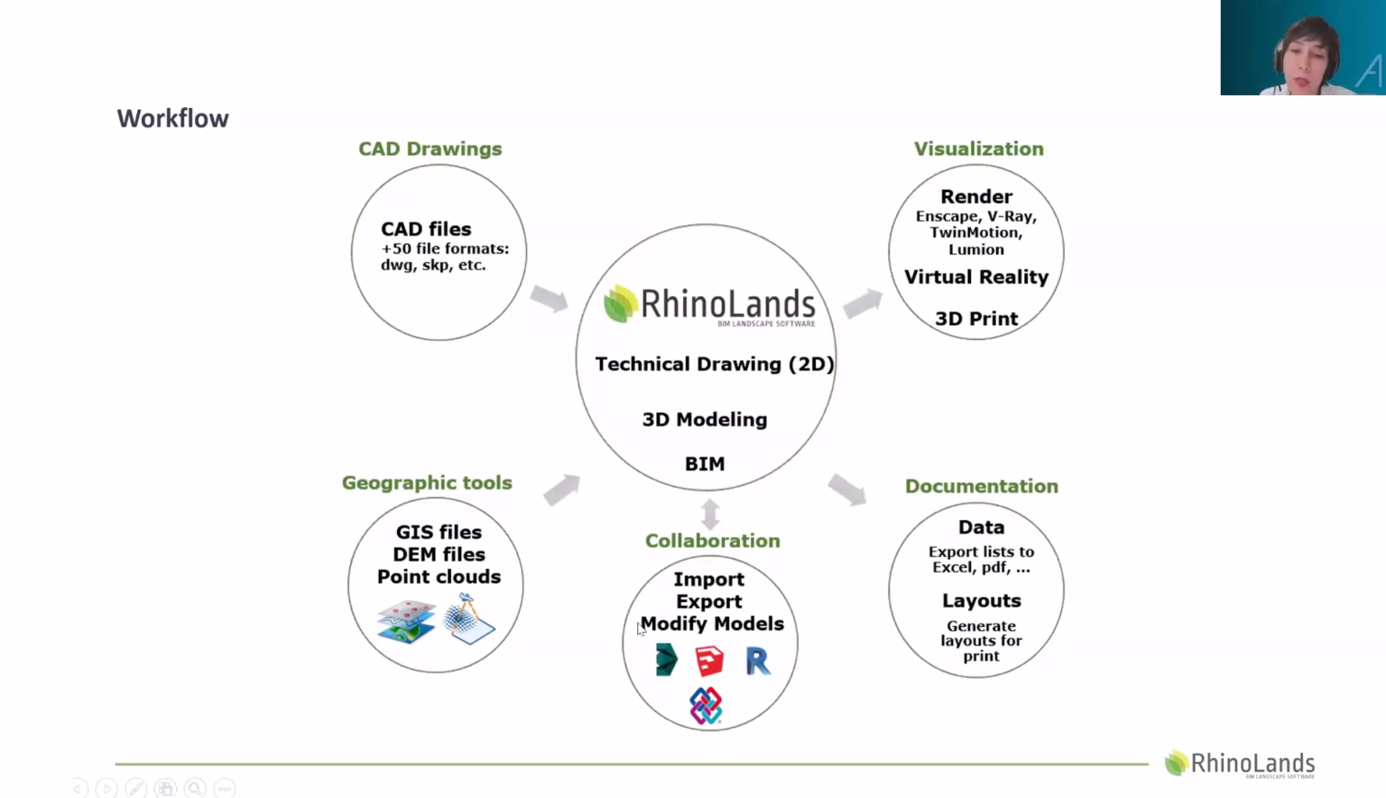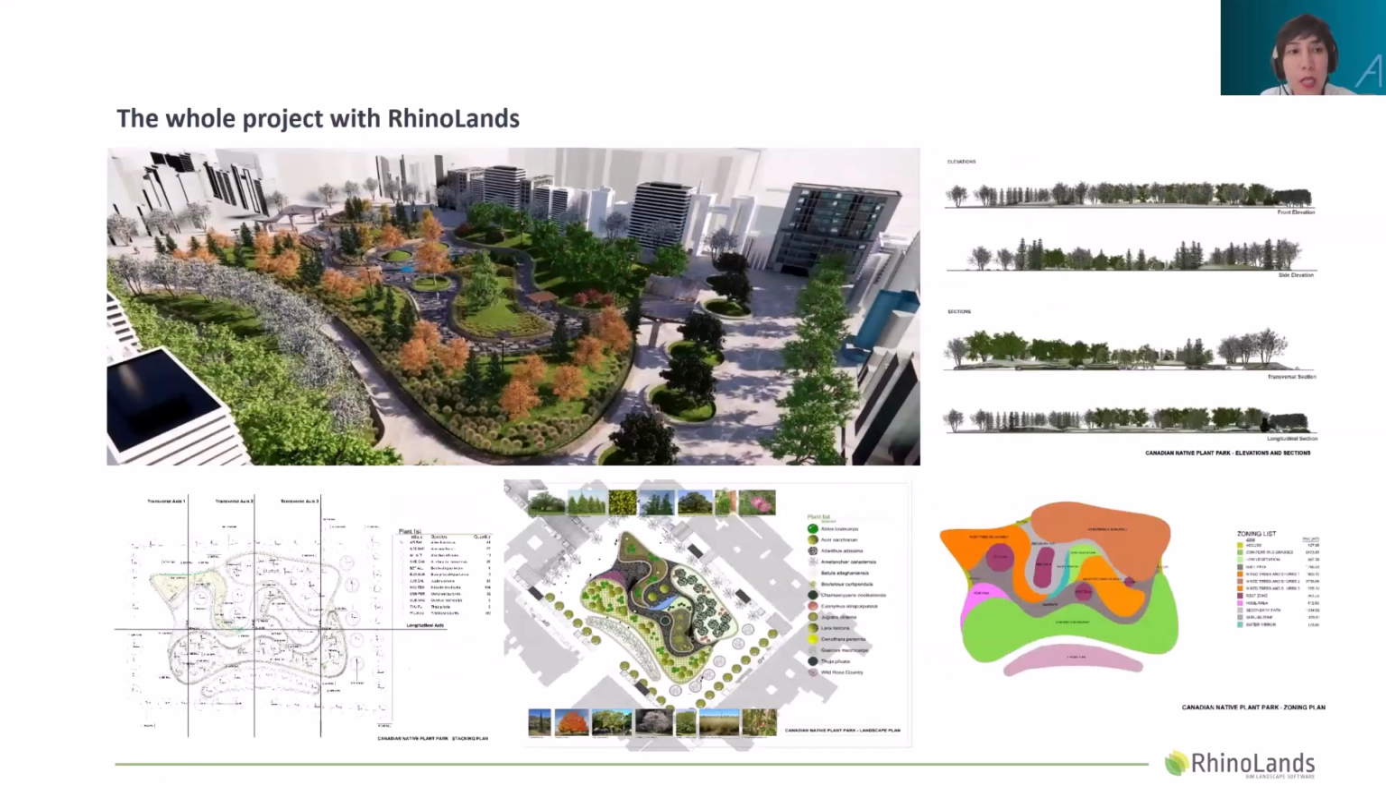You can collaborate with other programs like 3D Max, Revit, SketchUp through IFC, or in the case of Revit, through Rhino inside Revit technology. And if you have geographic data like GIS files, digital elevation models, BIM files, or LiDAR point clouds, you can open them directly into RhinoLands and generate a terrain by using those files. So you can do the whole project with RhinoLands. As you see, you can produce different types of plans by turning on and off different layers and produce different sections. And also you will have a 3D realistic result.